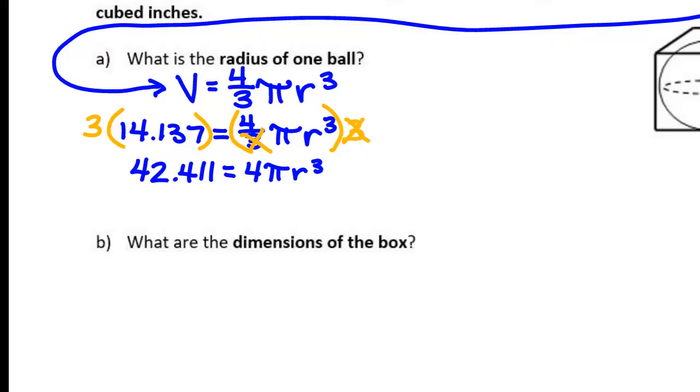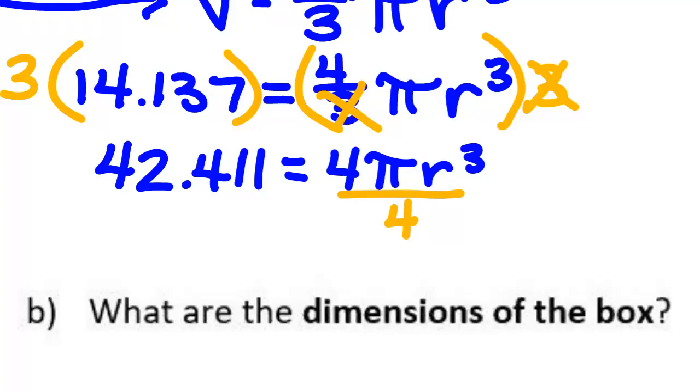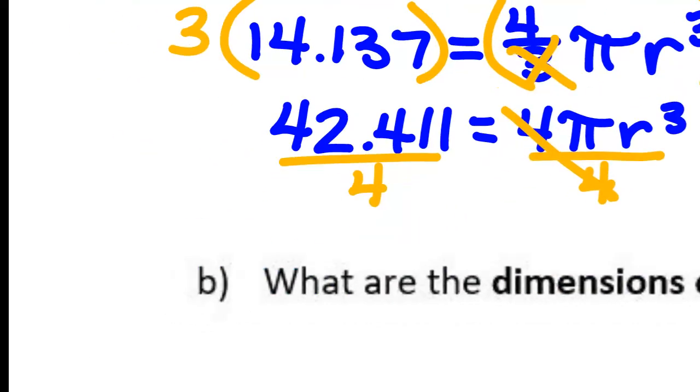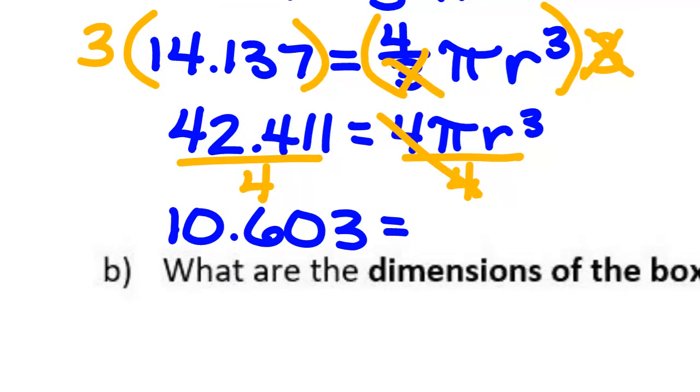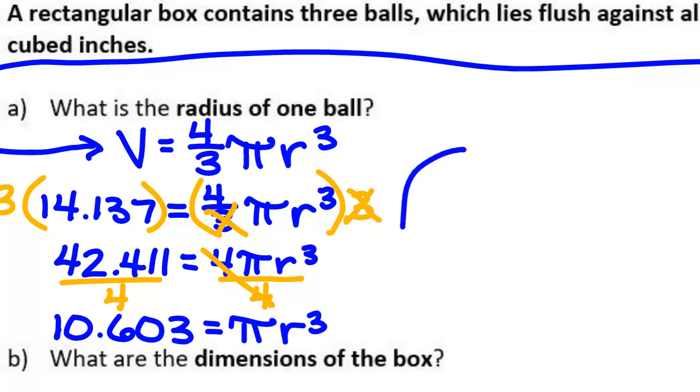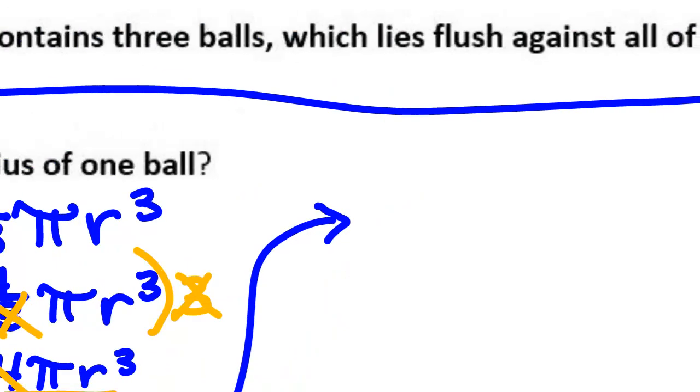And now we're going to solve this for r. So what's my next step? Divide both sides by 4, yes. What is 42.411 divided by 4? 10.602. Yep. You said 27? Yeah. Why don't we round that to 3? 10.603 equals pi r cubed. If you rounded that to 10.602, you're not going to miss any points on the test. It is perfectly fine. I, however, need to bring my work around here.